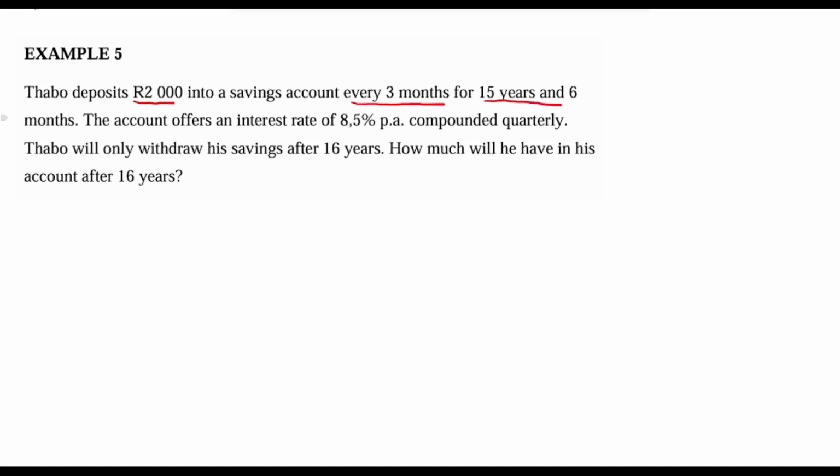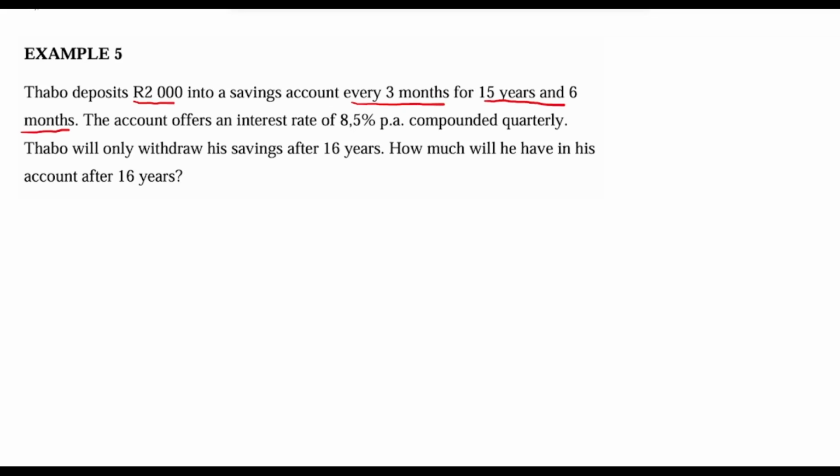Okay, for 15 years and 6 months. So how many payments will be done here? If the payments are done for 15 years, 6 months, and they are done quarterly, how many payments will be done? You have to check that. It should be 62 payments. How do I get 62? You say 15 times 4, that is 60 payments. And then in the 6 months, there are 2 payments. So it will be 60 plus 2, which is 62.